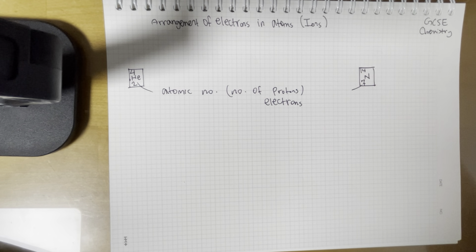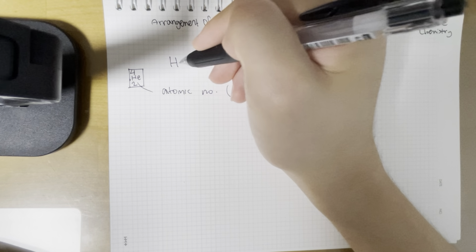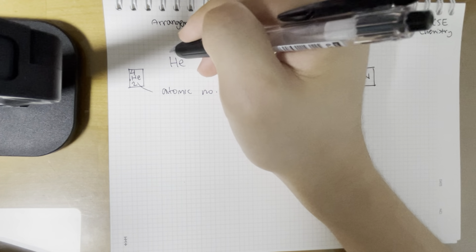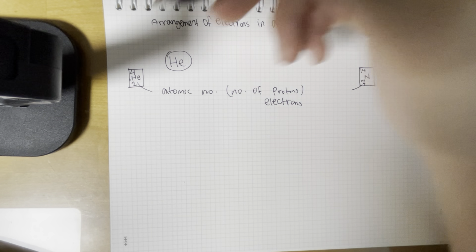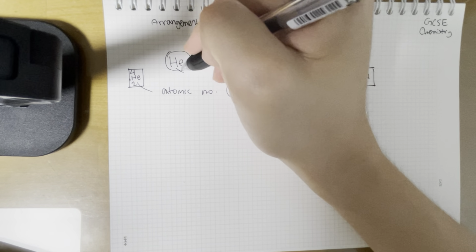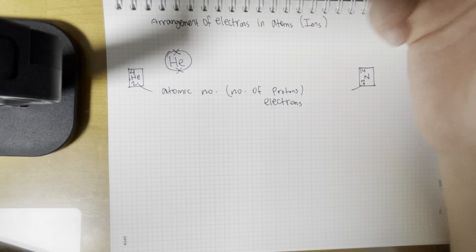So if we draw a dot and cross diagram, that's how we draw diagrams of atoms. We have helium in the center, right? This is going to be the nucleus. So it's going to have 2 protons in the center. And we also have 2 electrons, because the number of protons and electrons are the same, right?